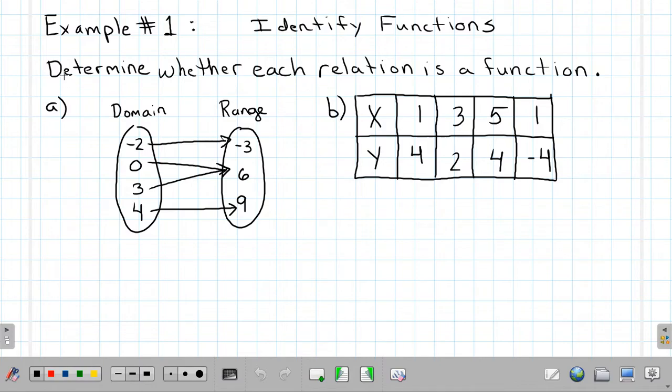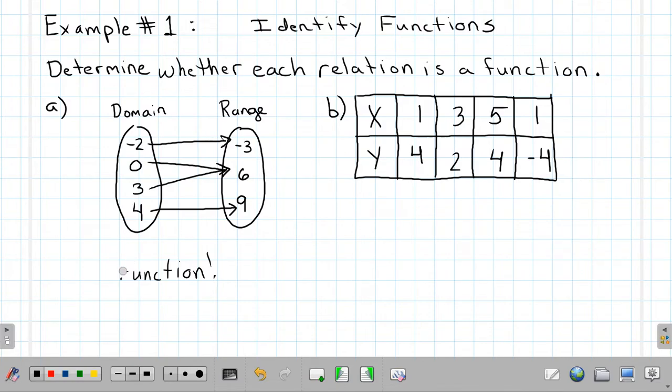In this case, they say determine whether each relation is a function. Well, this first one, if we go back and look at our examples from the first little bit, is in fact a function, because if we look at -2, it's just to -3. If we look at 0, it's just to 6. If we look at 3, it's just to 6. And if we look at 4, it's just to 9. One way to know if a mapping is a function is to look at how many lines are coming out of each x value. If there's just one, that means this is a function. So this is a function.